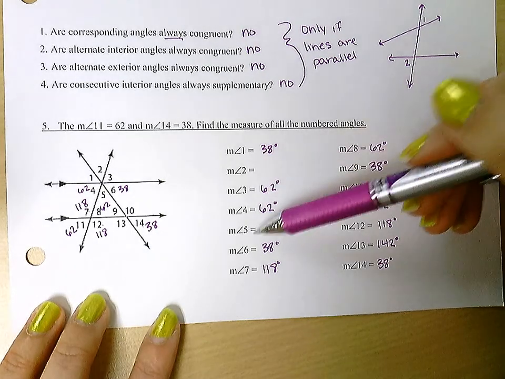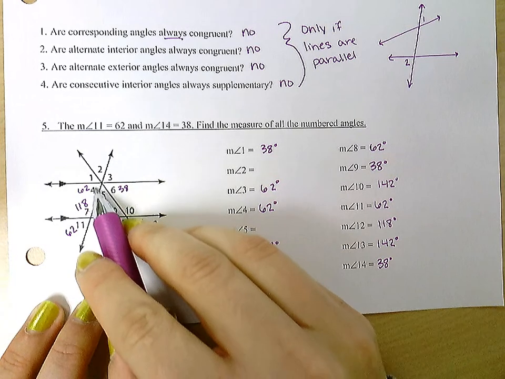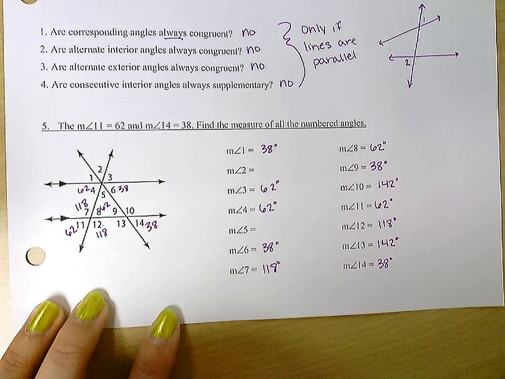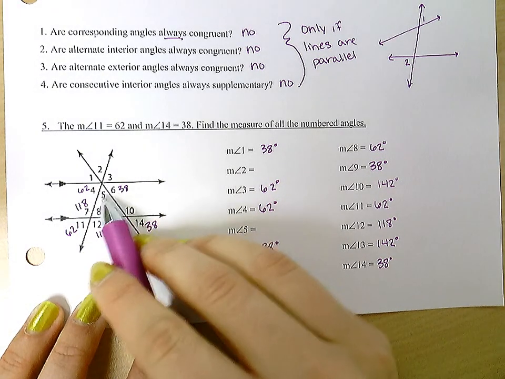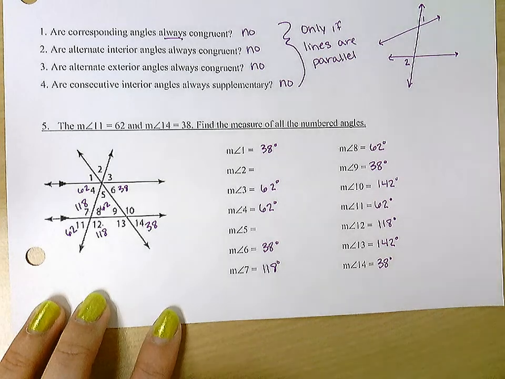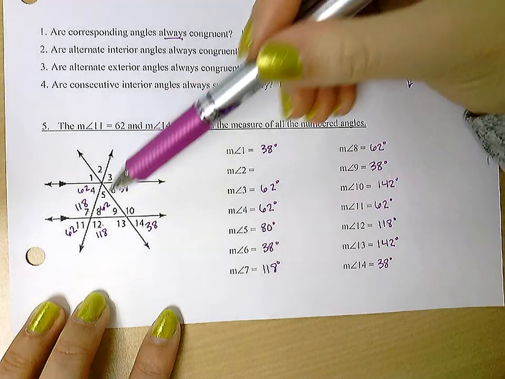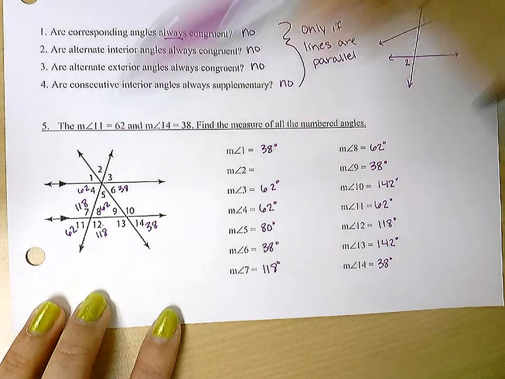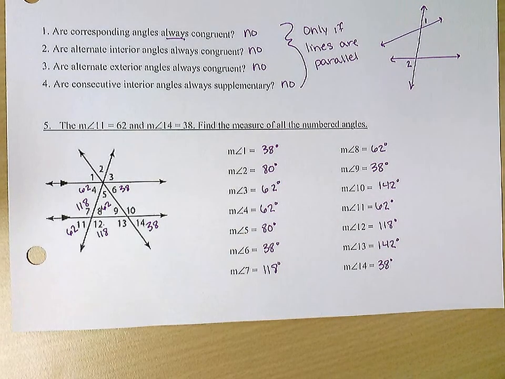Then to find 2 and 5 here, I know these 3 angles right here have to add to 180 because they make a straight line. So I can take 180 minus 62 minus 38 to get angle 5, which is 80. Then angle 2 and angle 5 are vertical, so angle 2 also has to be 80. So just looking for those angle pairs. Questions?